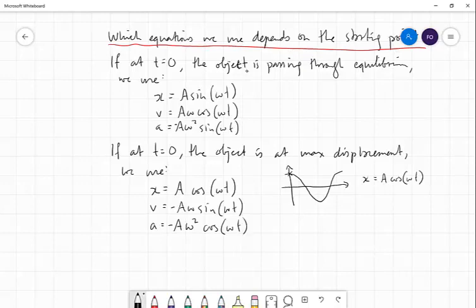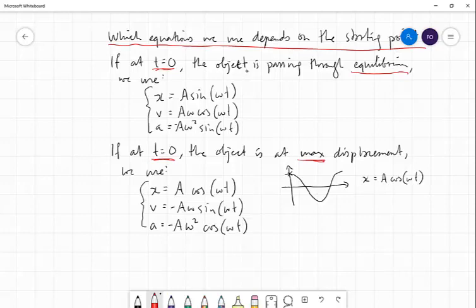So both of these sets of equations are provided in your equation sheet. You need to be aware that if at the starting point they're at max displacement, then we use the set of equations that starts with x equals a cos omega t. So if we're asked for the acceleration, we need to use negative a omega squared cos omega t. If, however, at time equals 0, the object is passing through equilibrium, then we use this set of equations. So it depends on the starting point. Otherwise, the application of the equations is exactly the same.